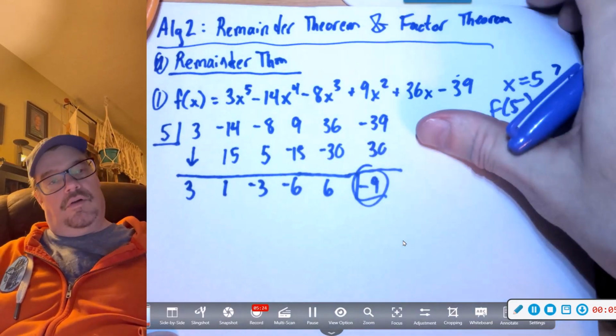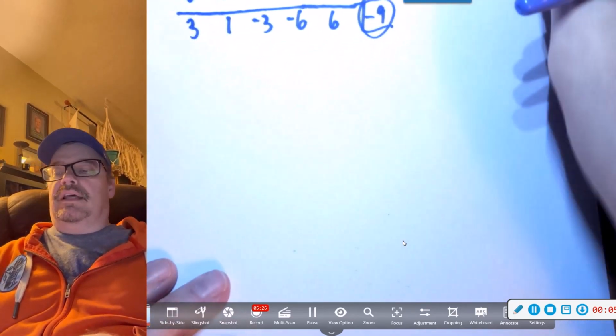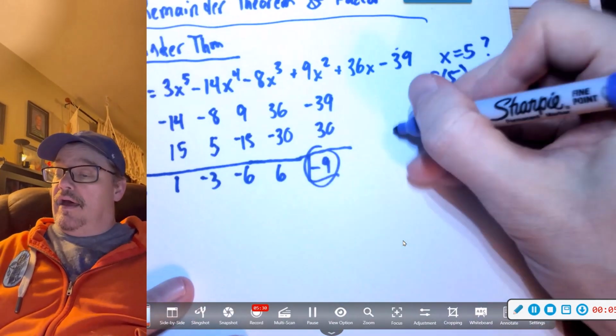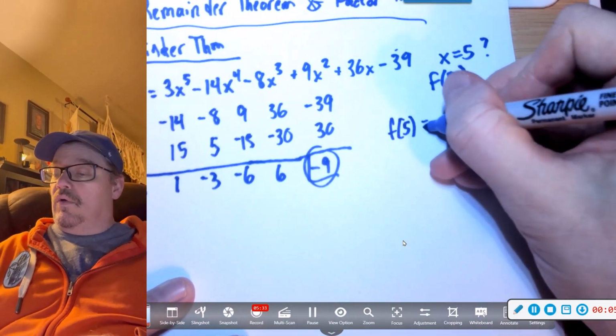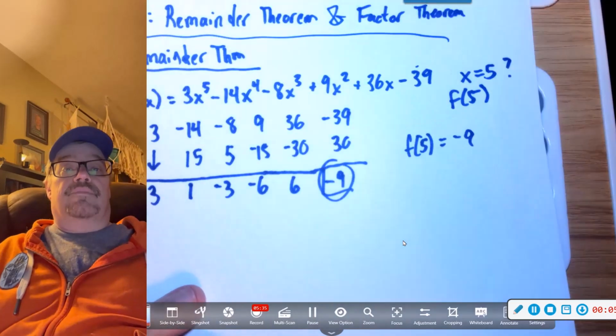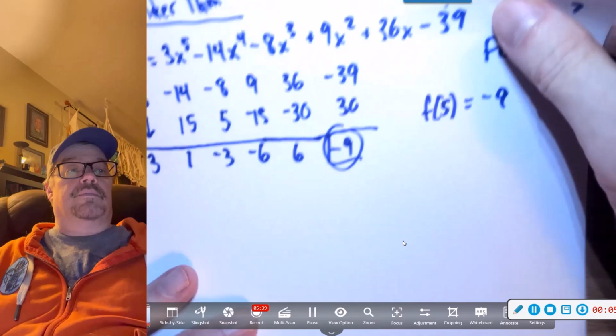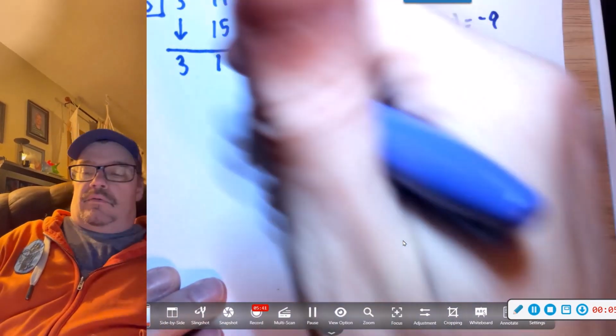It's super cool. So let's ask a second question then. The answer is actually f of 5 equals -9. That's it. Which means that (5, -9) is one of the points of the polynomial. All right, let's do another one.